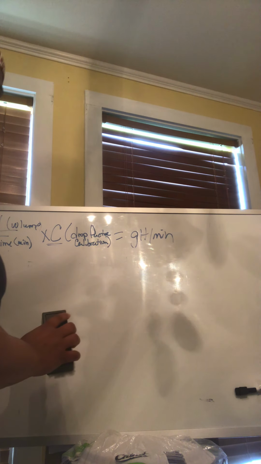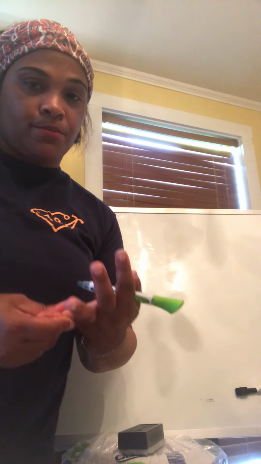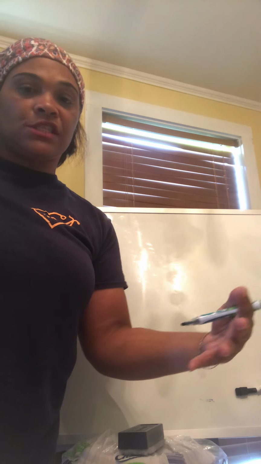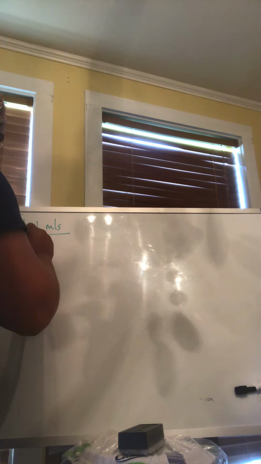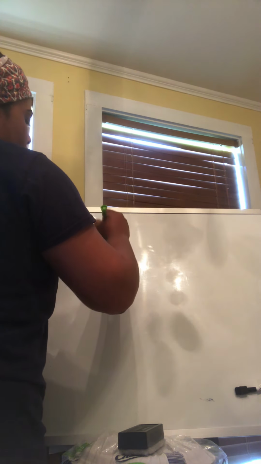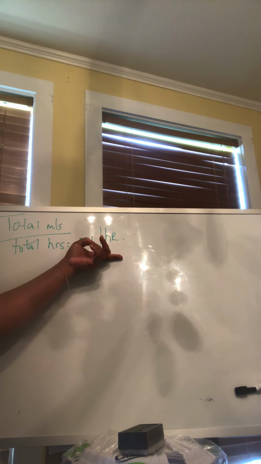Okay? Now we're going to be moving to calculating IV flow rate, milliliters per hour. That is when you're going to have an infusion pump. And in the question is going to say infusion pump or over so many hours. Okay? So let's look at our formula. And it is total milliliters over total hours, which yields milliliters per hour. Total milliliters, total hours yields milliliters per hour.